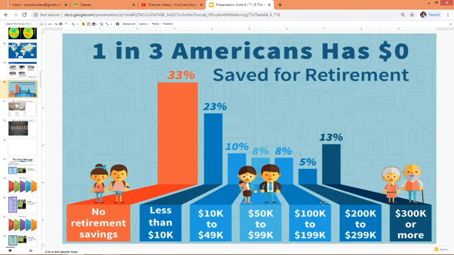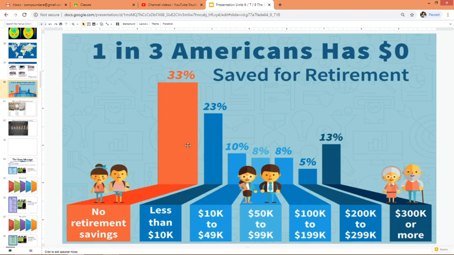All right? So, this is a statistic for Americans, and it says 1 in 3 Americans has $0 saved for retirement. All right? That's scary. Okay? And this is a vertical bar graph right here, and it shows some really nice illustrations. Okay? So let's do IEE for this visual.